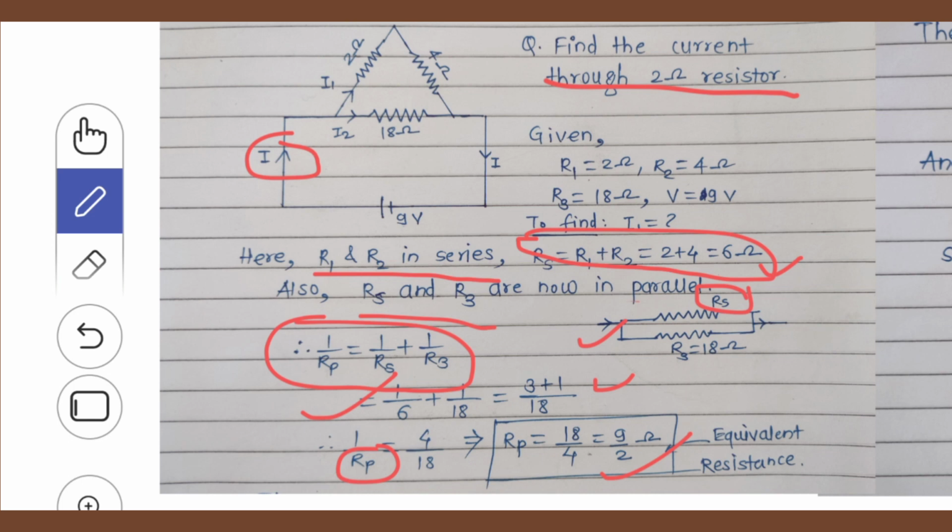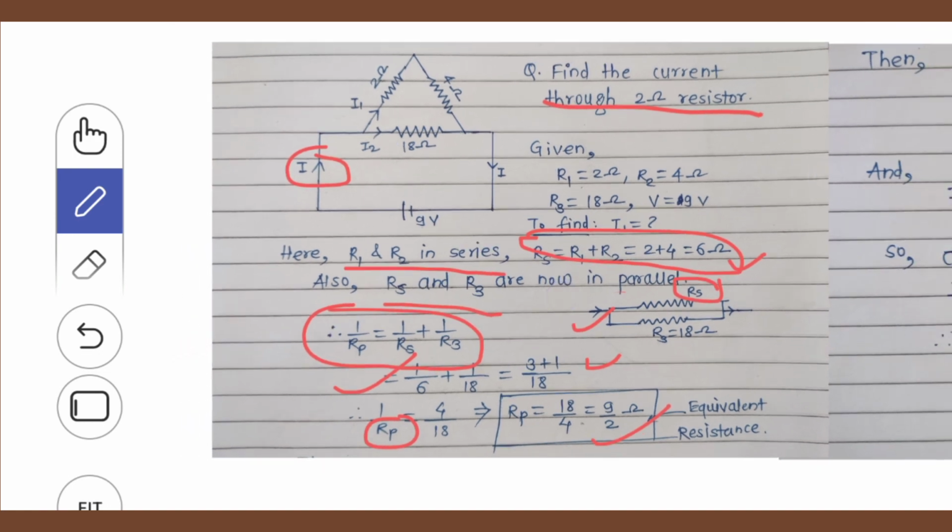Okay, now what is this 9 by 2 ohm? 9 by 2 ohm is the equivalent resistance of this whole circuit, and because of that, the total resistance offered by this electrical network or circuit will be 9 by 2 ohm, or we can simply write it as 4.5 ohm. Okay, now we will go further.